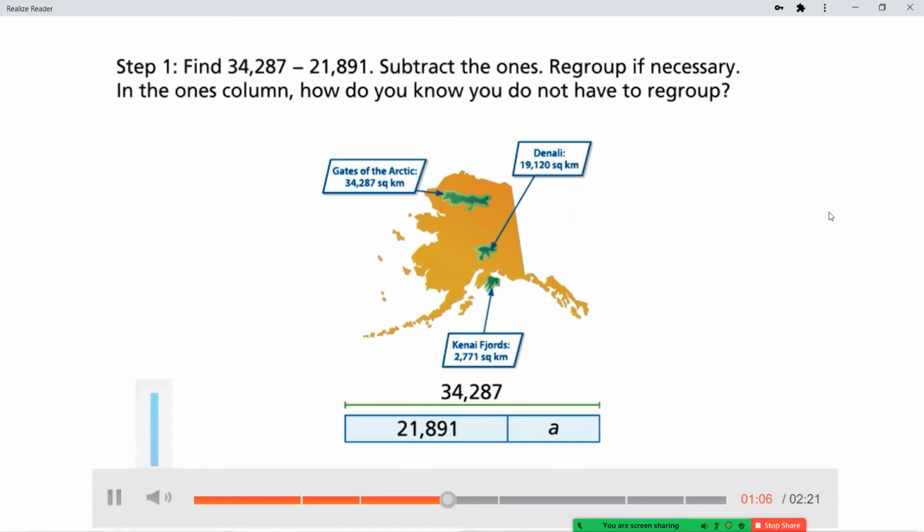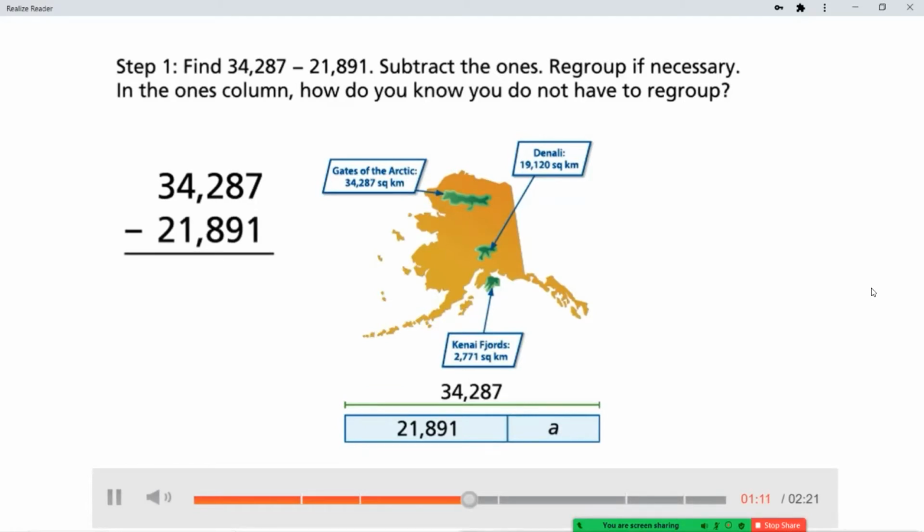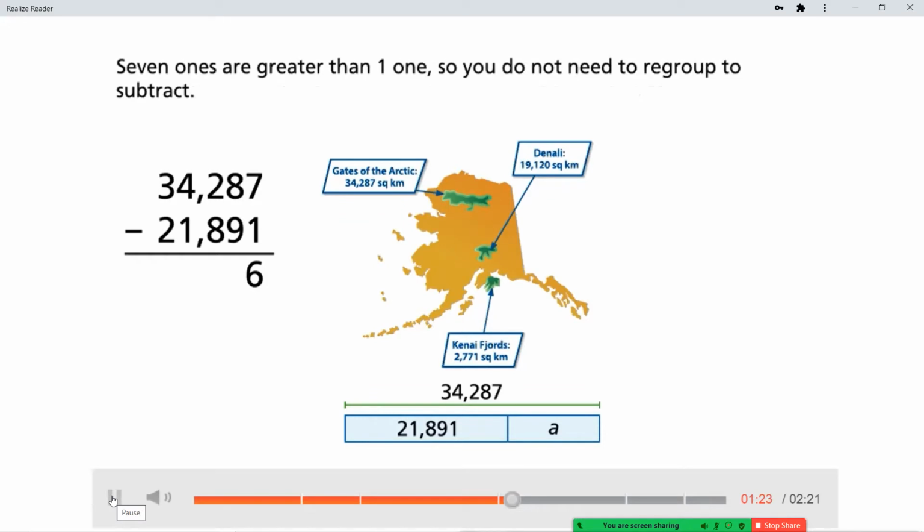Step 1. Find 34,287 minus 21,891. Subtract the ones. Regroup if necessary. In the ones column, how do you know you do not have to regroup? Now remember, when we talked about regrouping, we said that the only time we need to regroup is if our top number is less than our bottom number. But if our top number is greater than or equal to our bottom number, we don't need to regroup. 7 ones are greater than 1 one, so you do not need to regroup to subtract.